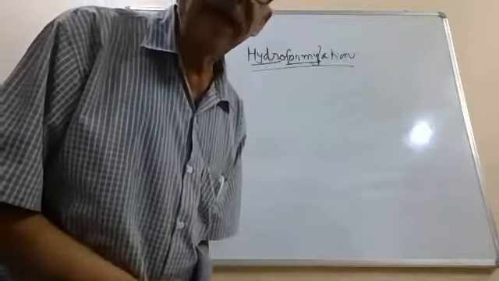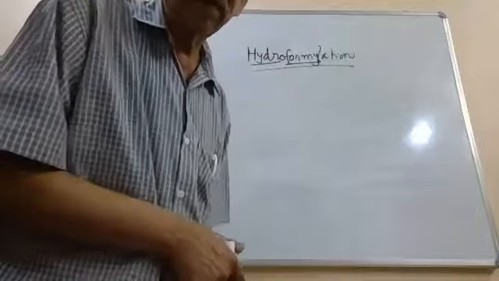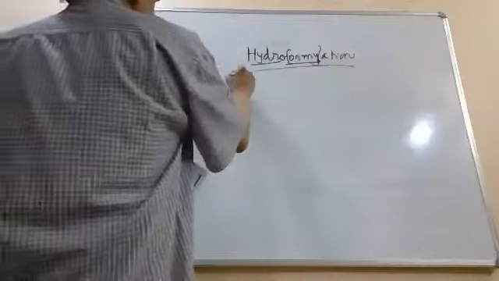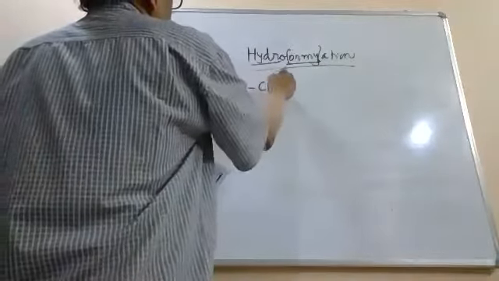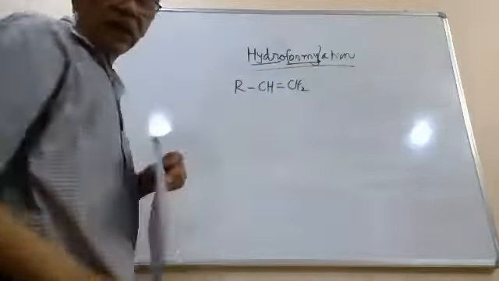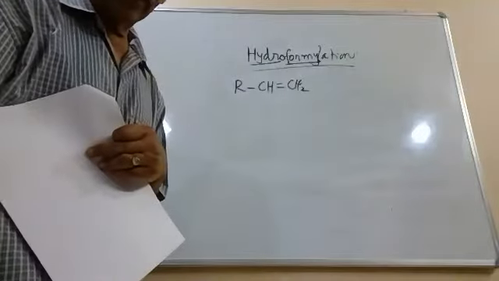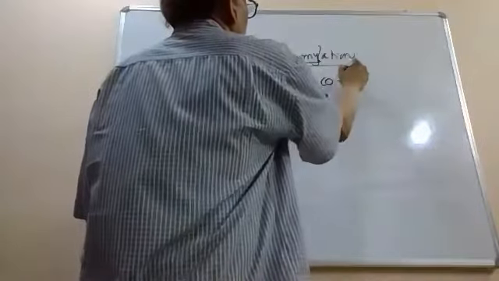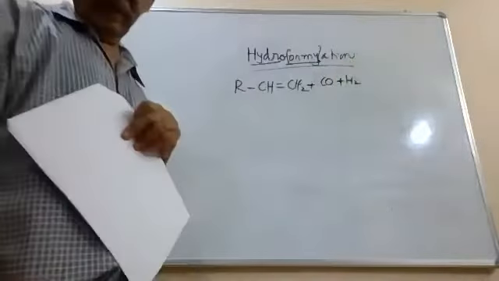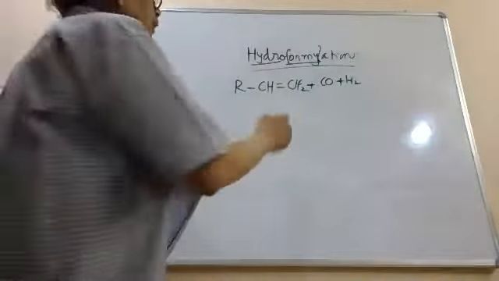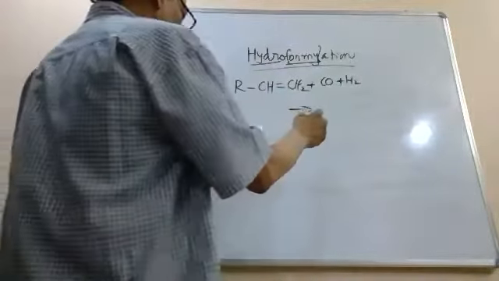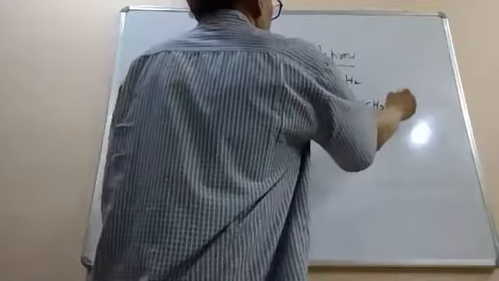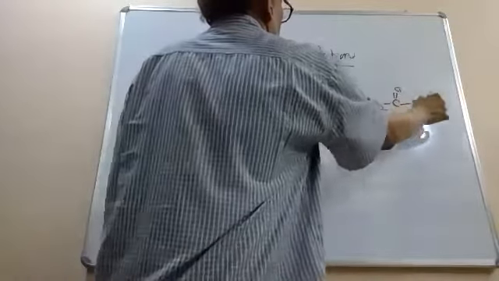So let me give you a classic example of a hydroformylation process. So here we have an unsaturated olefin, okay? And then we're adding carbon monoxide and hydrogen. In the process, we make what we call CH2, CH2, CHO.